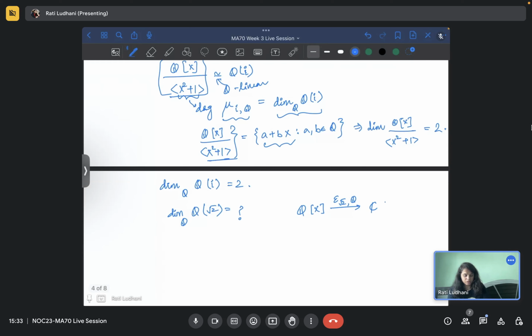You can take C or R because both are fields, so we have no issue. And root 2, we are talking about root 2 and we know that root 2 belongs to R, so we don't need to extend it to C. So from this map we know that f of x should map to f of root 2, and again you can prove that mu of this.